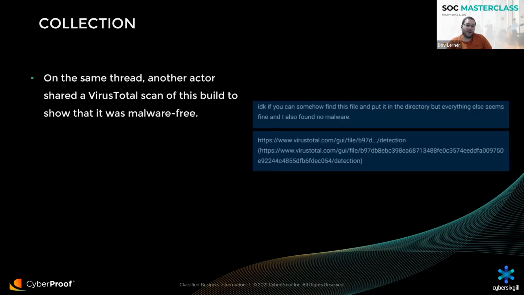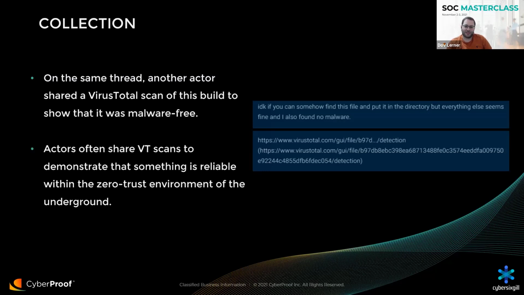On the same thread, another actor shared a VirusTotal scan of the build to show that this is malware free, right? So again, the scenario is that a threat actor said, hey, everyone, I found Cobalt Strike on this forum, the cracked source code. I compiled it, here you go. And then another actor wrote, I don't know if you can somehow find this file and put it in the directory, but everything else seems fine. I also found no malware, and they share the VirusTotal scans.